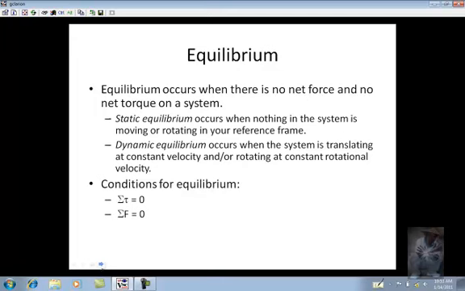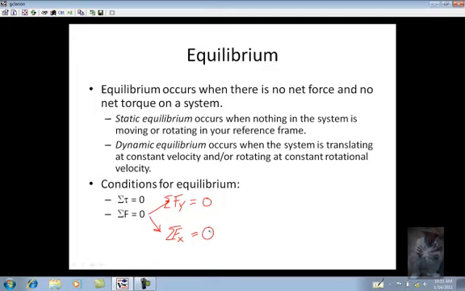We're going to make sure we understand that we look at both the sum of the forces in the y and the x. The sum of the forces in the y has got to equal 0, and also the sum of the forces in the x has got to equal 0. That's sort of implied in that equation. So those are our conditions.